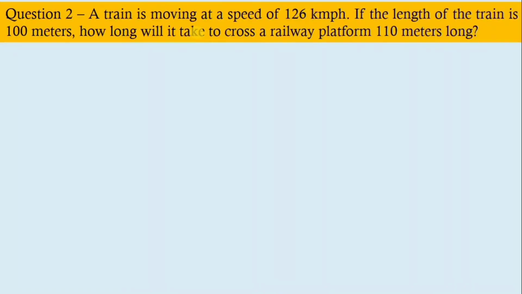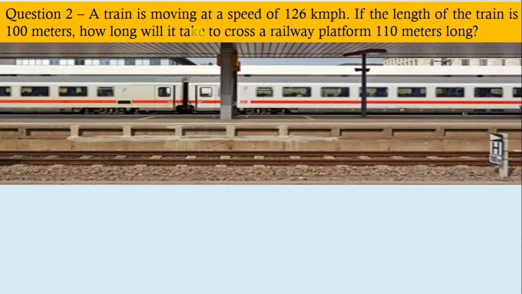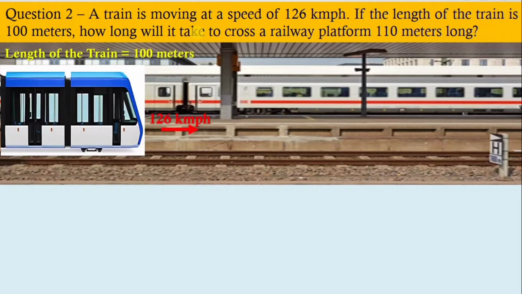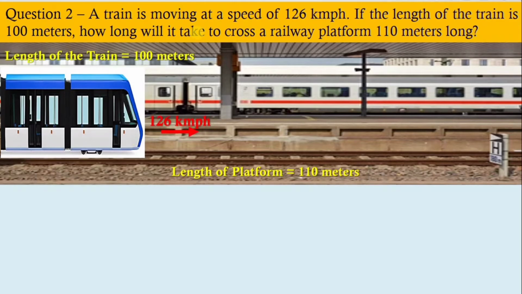A train is moving with a speed of 126 km per hour. If the length of the train is given as 100 meters, how long will it take to cross a railway platform of 110 meters? Now we have this platform. On the railway line we have a train of length 100 meters moving with 126 km per hour. For crossing the platform, which has a length of 110 meters, how much time will it take?